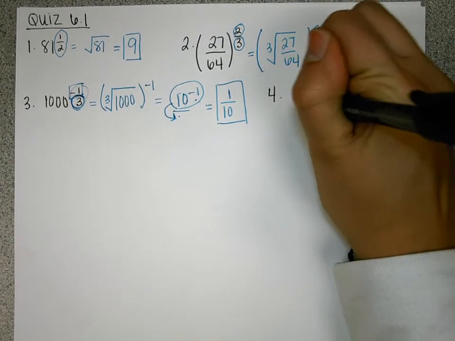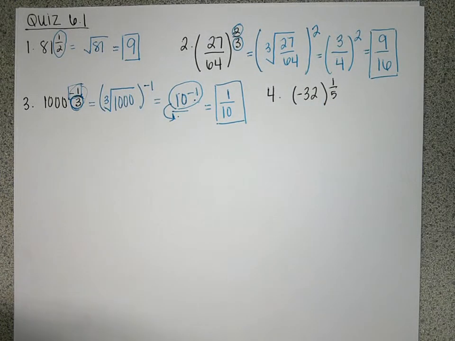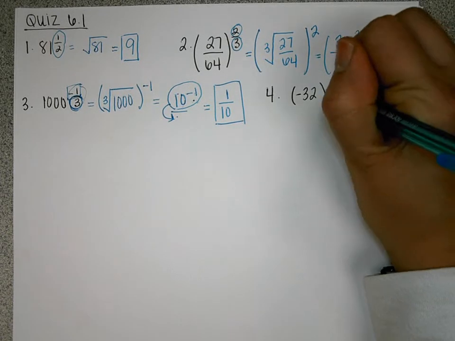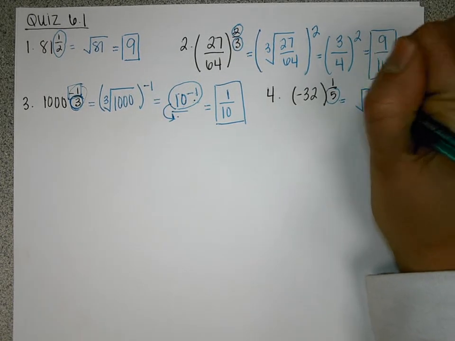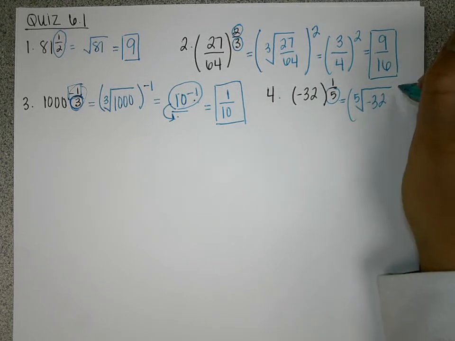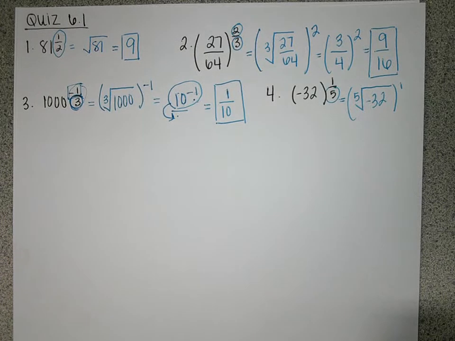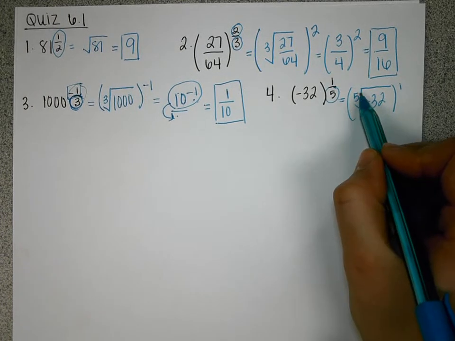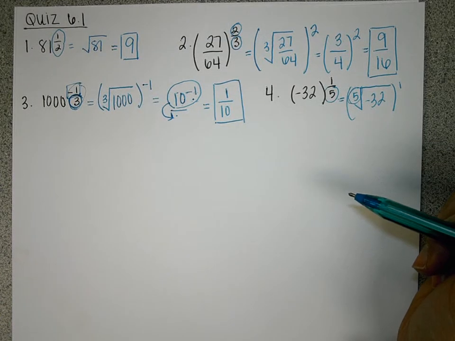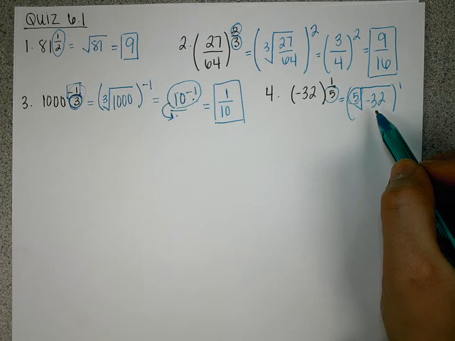Number 4, negative 32 to the power of 1/5. So, like I said, my suggestion is that you rewrite it. So my index is 5. I am taking the 5th root of negative 32 and technically raising it to the first power. You don't have to write that though. Okay, because I'm taking a 5th root, is it okay that my inside is negative? Yes, when the index is odd, you can have negative.